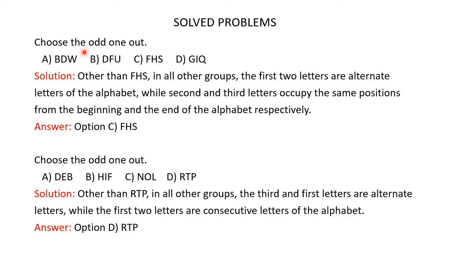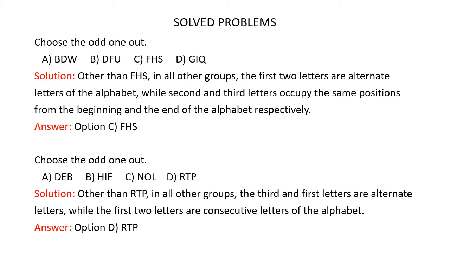Choose the odd one out. Here you are given four options. Option A, BDW, option B, DFU, option C, FHS, option D, GIQ. You have to find the odd one out among these four groups of letters. When you look at these four groups of letters, you will see that other than FHS, in all the other groups, the first two letters are alternate letters of the alphabet, while the second and third letters occupy the same positions from the beginning and the end of the alphabet respectively.